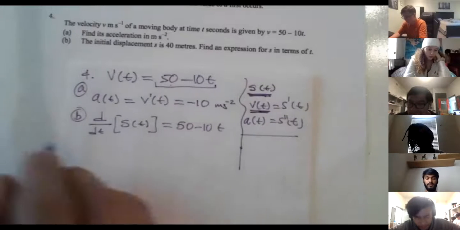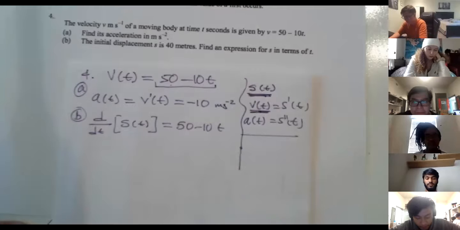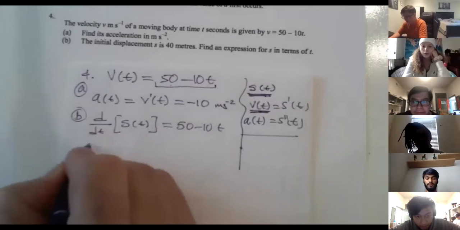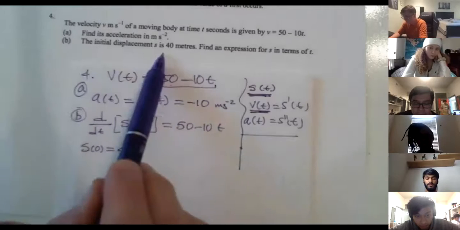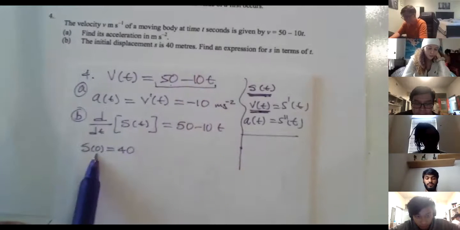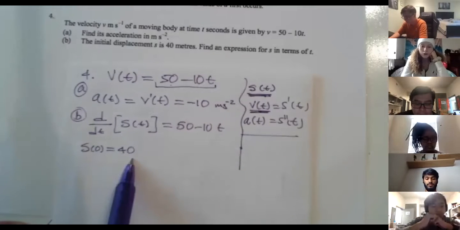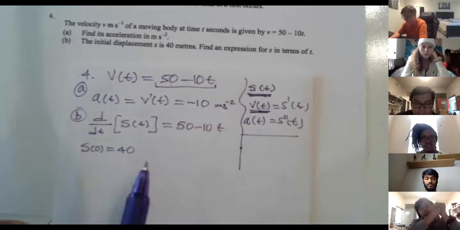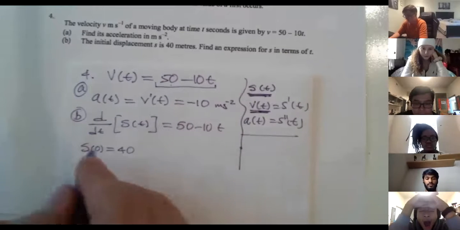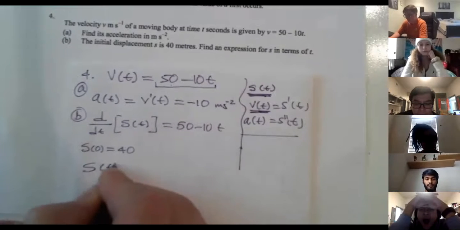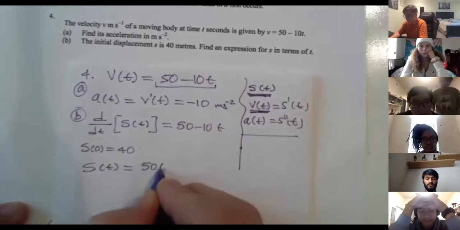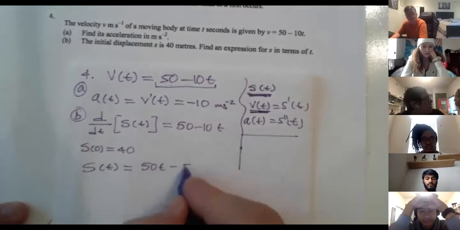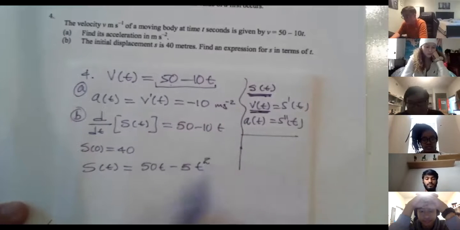Correct. So let's use what Cash said. S of 0 is 40. That's what it means, the initial displacement is 40. When the time is 0, the particle is at 40 meters, okay? Now, Cash says that S of t should be equal to what, Cash? Can you repeat that, please? 50t minus 5t squared. How do you figure that out?